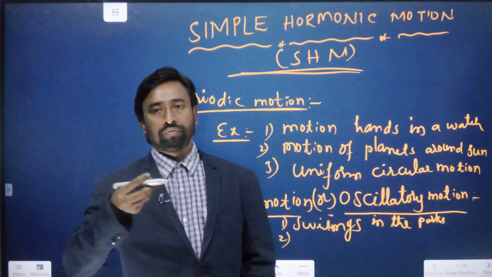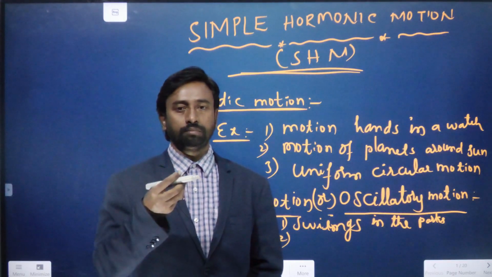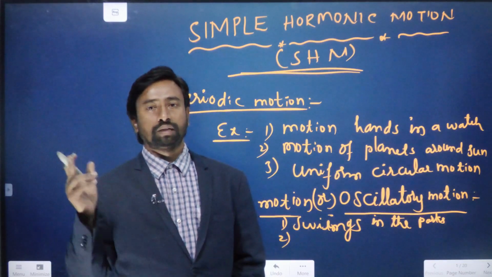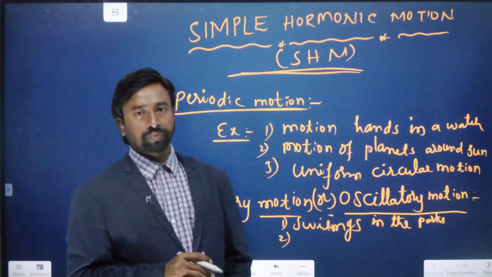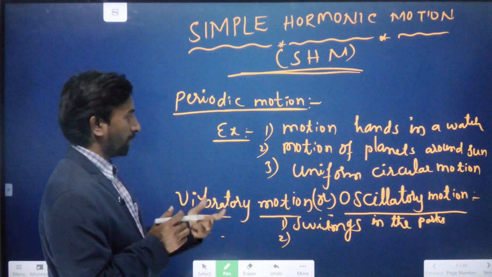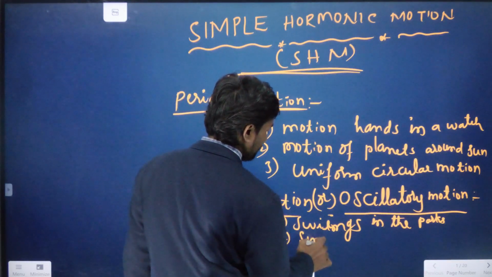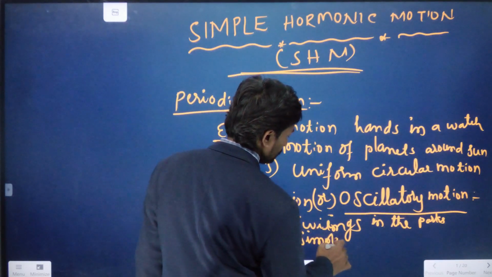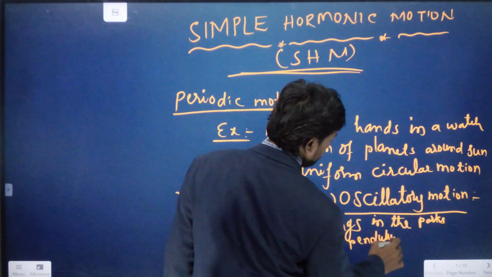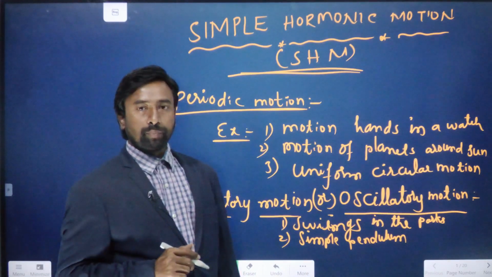If you apply a force on the simple pendulum, if it is pulled to one side and left, then it will oscillate in a to and fro motion. Back and forth motion is called oscillatory or vibratory motion. So the simple pendulum is an example of this oscillatory or vibratory motion.